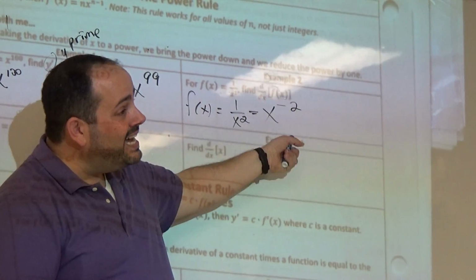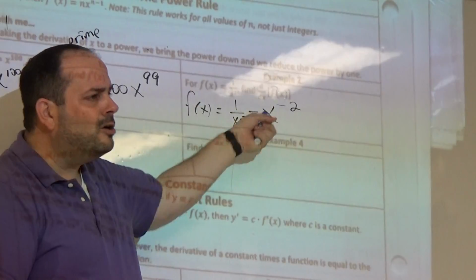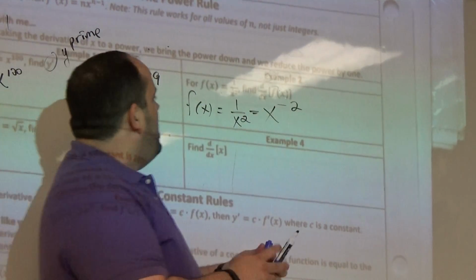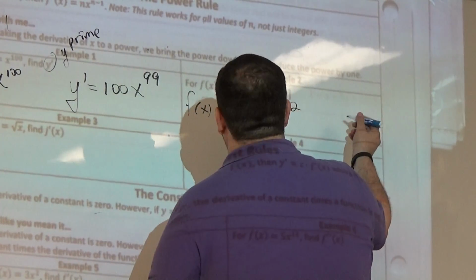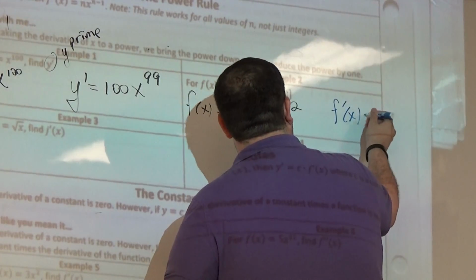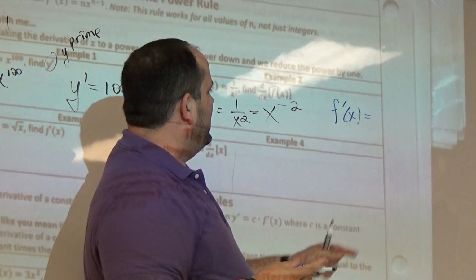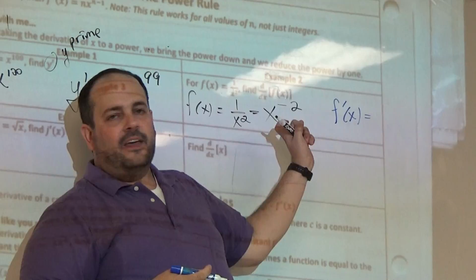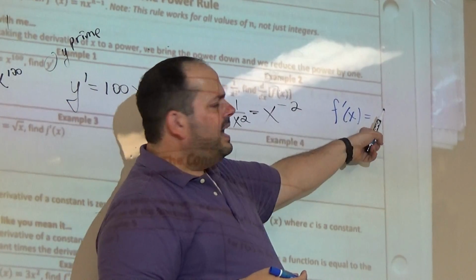I haven't done calculus yet. I'm doing algebra right now. I'm asking you to find the derivative. So f prime, I'm going to switch colors to make it clear that I'm doing calculus here. If f is x to the negative 2, how do I find f prime?